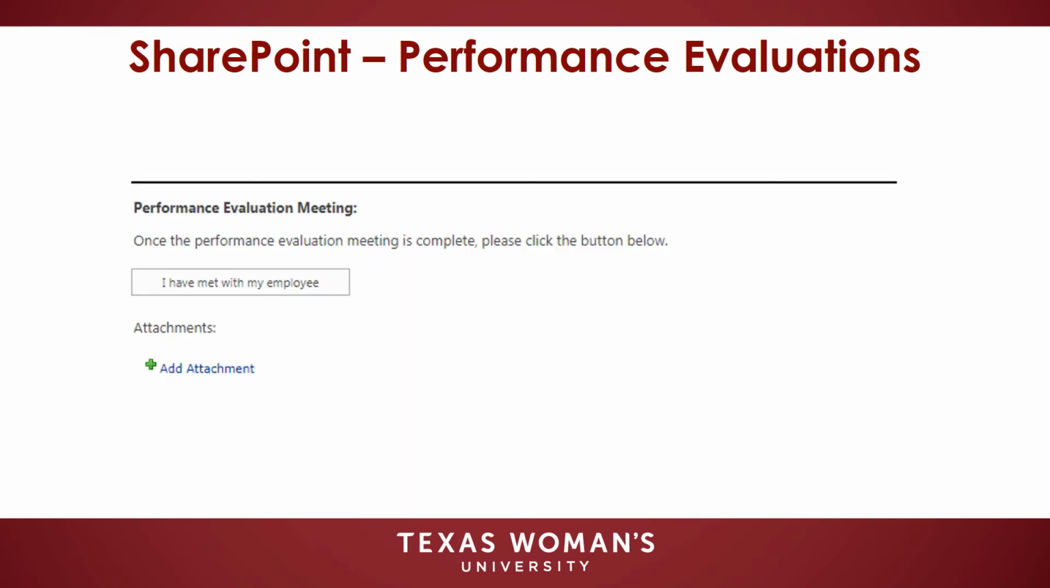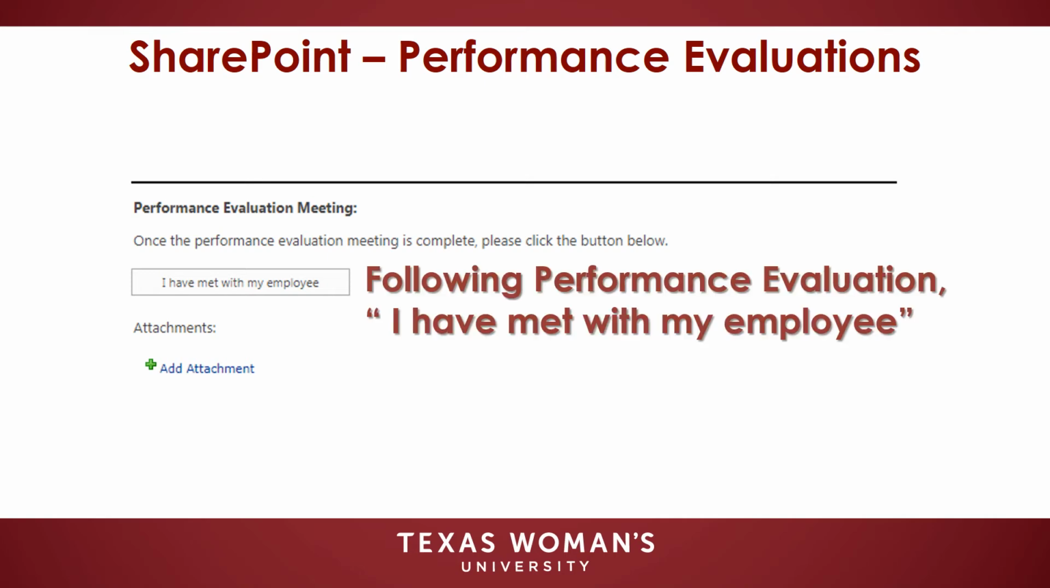The bottom portion of the evaluation also includes the performance evaluation meeting section. Once the face-to-face performance evaluation meeting has occurred, the supervisor will reopen the evaluation, click on I have met with my employee, and an automatic workflow email will be generated to the employee to acknowledge the evaluation and complete the process. The supervisor also has the ability to add attachments as appropriate.